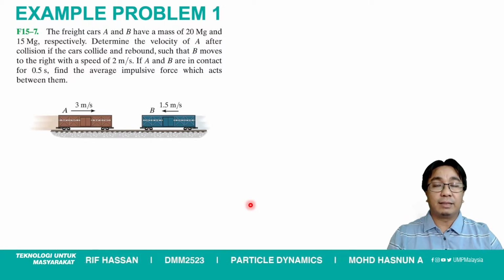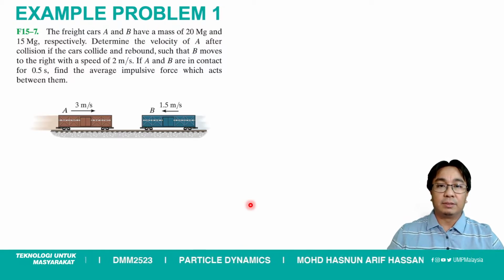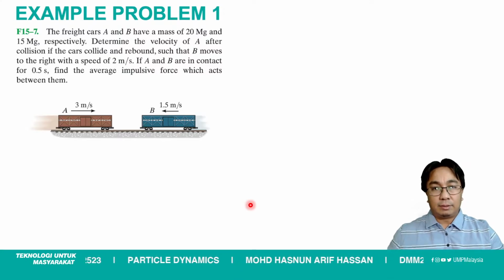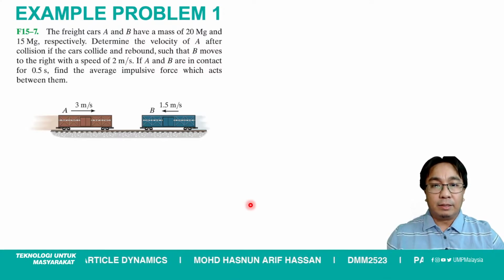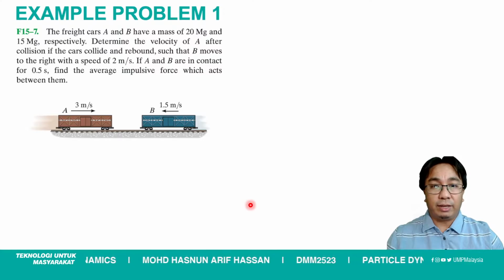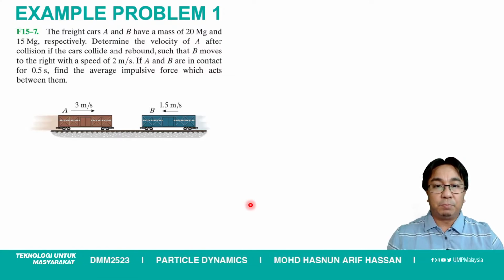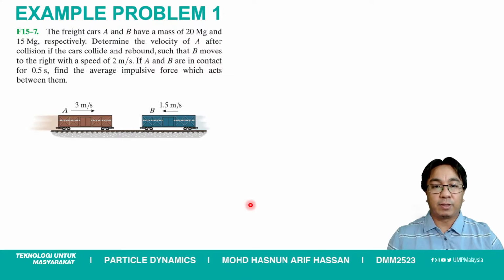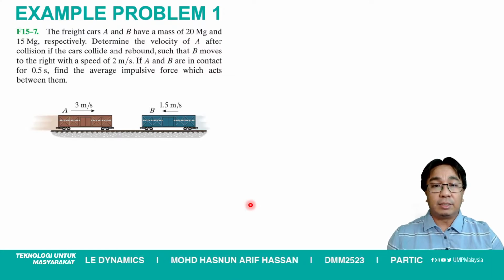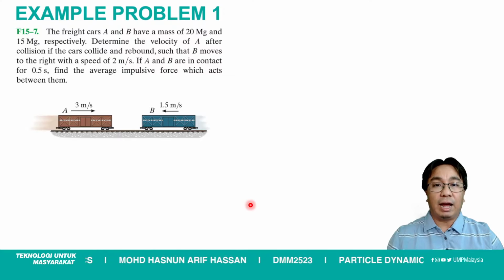20 times 10 to the power of 3 kilograms. Okay, and determine the velocity of A after collision if the cars collide and rebound such that B moves to the right with a speed of 2 meters per second. Okay, so what we want to find out is what is the velocity of A after collision.